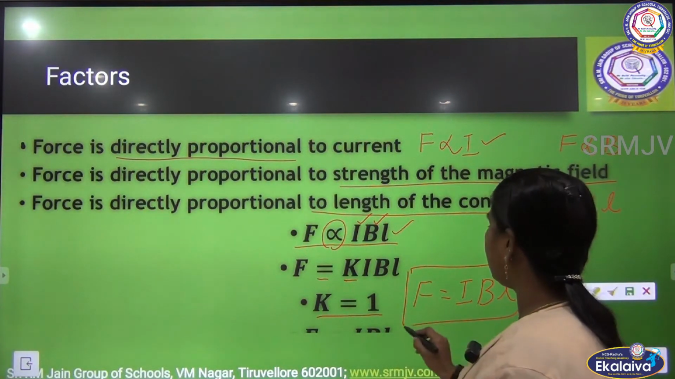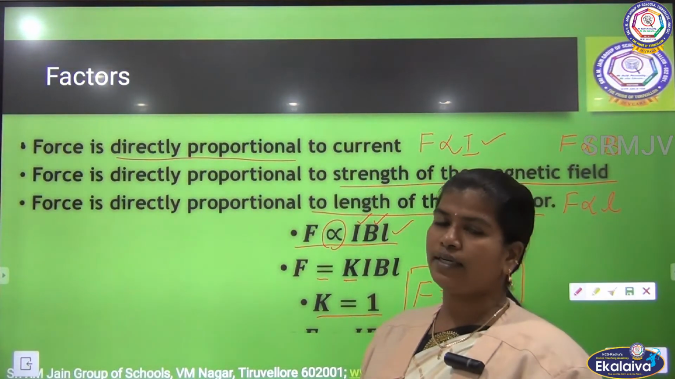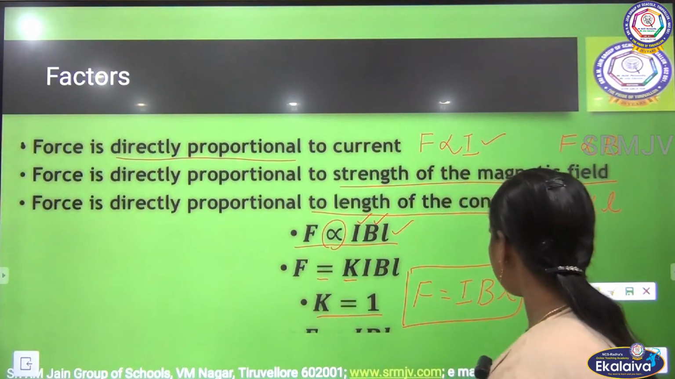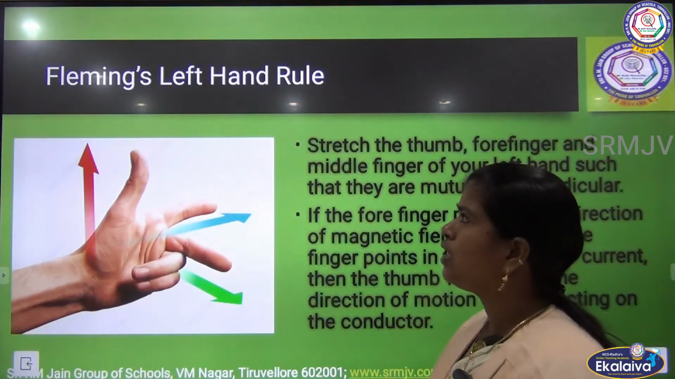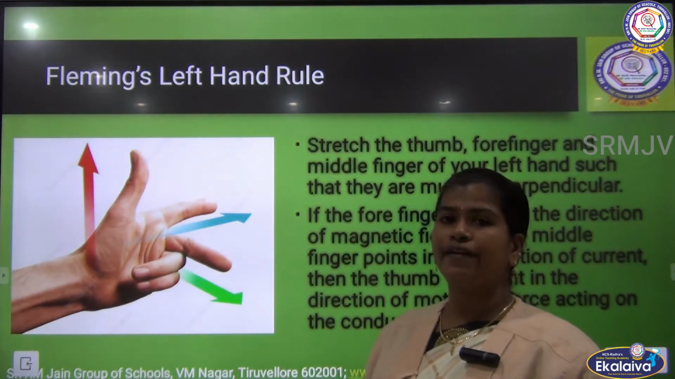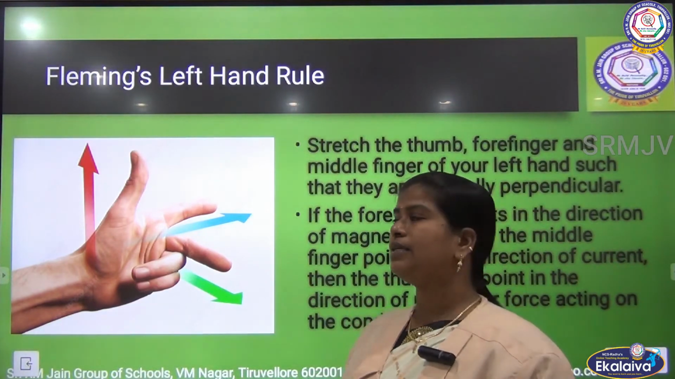So these are the factors which will influence the force exerted by the current carrying conductor. Now let us learn about the rule, that is Fleming's left hand rule. How can we find out the direction of the force which is exerted here?